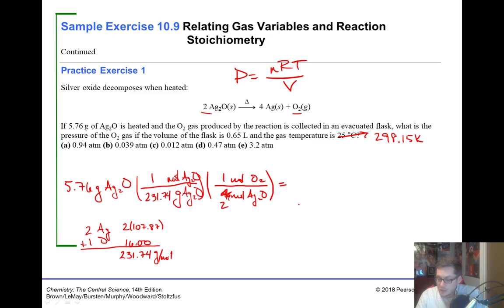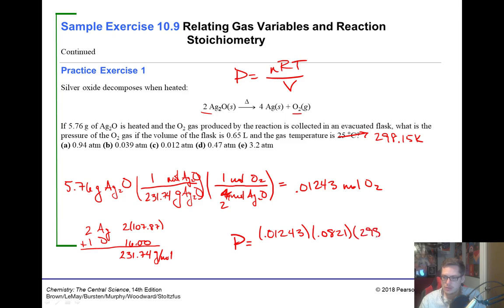All right, and we get 0.01243 moles of O2. All right, so there's our moles of O2. So now we just plug everything in. So our pressure is equal to the moles, which was the 0.01243. Our R value is 0.0821. All right, our temperature value we already found was the 298.15. All right, and then finally the volume is this 0.65 liters.